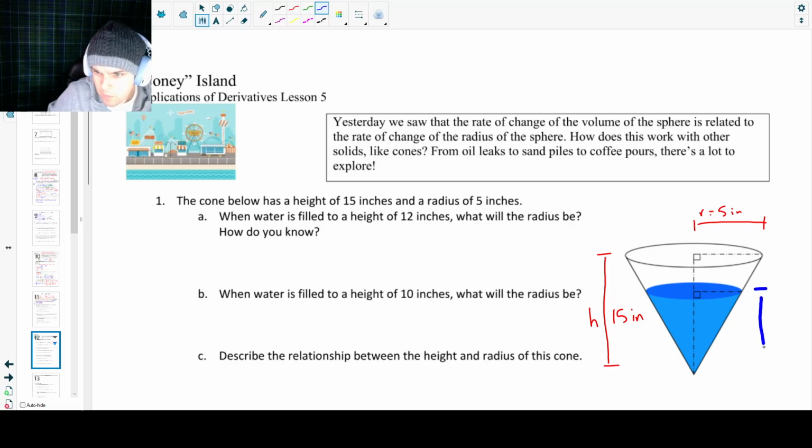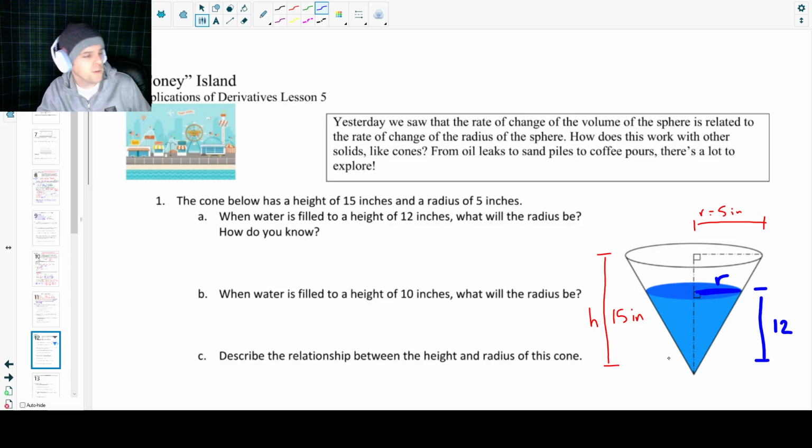When water is filled up to a height of 12 inches, so here we have our water level filled up to a height of 12 inches, what will the radius be? So we're curious what this radius, this distance here, will be. It's an excellent blue color to go with the water, but we want to know what size that radius will be.